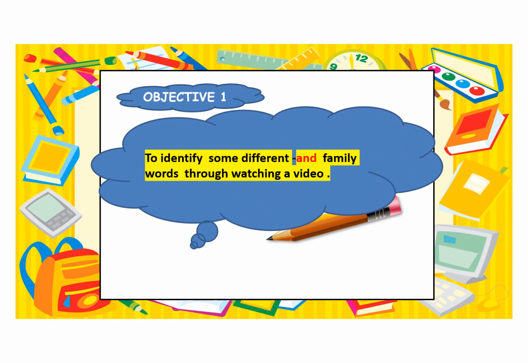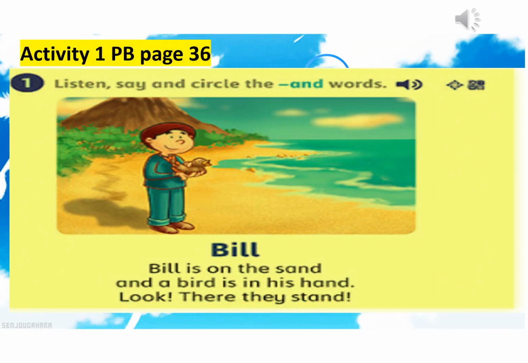Now we come to objective number 1, which is to identify some different AND family words. Words ending with the rhyme, the sound AND. Activity number 1. Listen, say, and circle the AND words. Module 2. Phonics. 1. Listen, say, and circle the AND words.